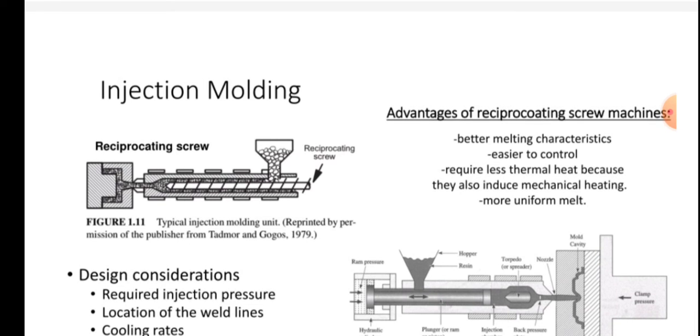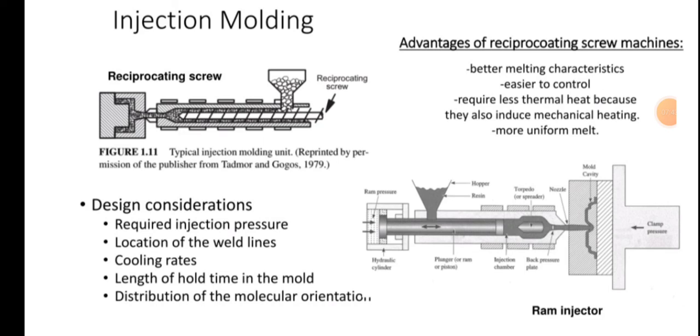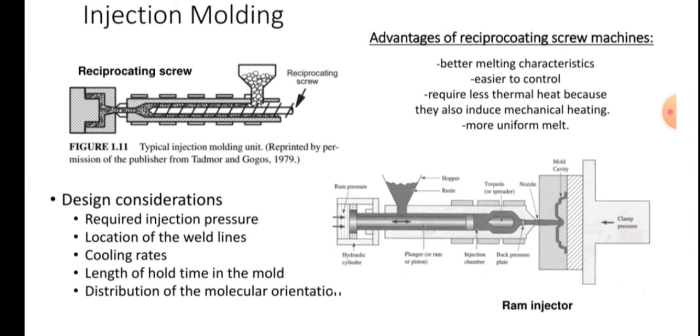Injection molding. Injection molding is the process of a reciprocating screw through a typical injection molding unit. Reciprocating screw is given. Advantages of reciprocating screw machine: better melting characteristics, easier to control, require less thermal heat because they also induce mechanical heating, more uniform heat.